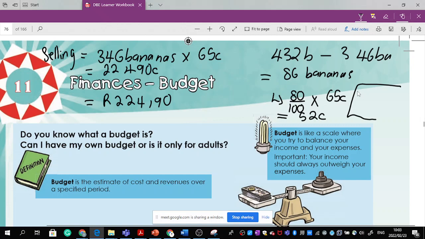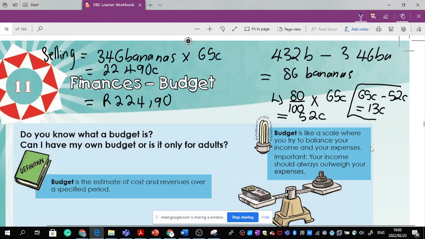Which means you are selling each banana for 65 cents minus 52 cents. How much is that? 13. So you are selling each ripe banana for 13 cents.